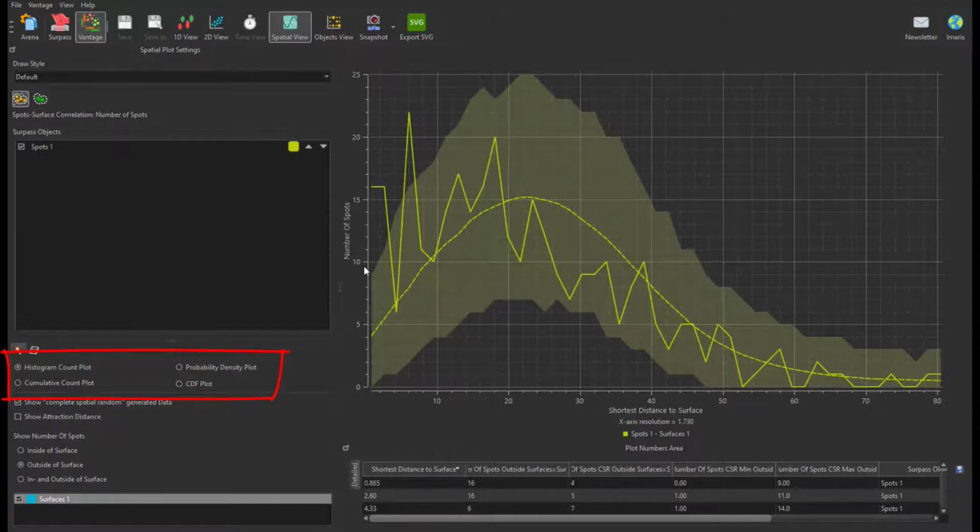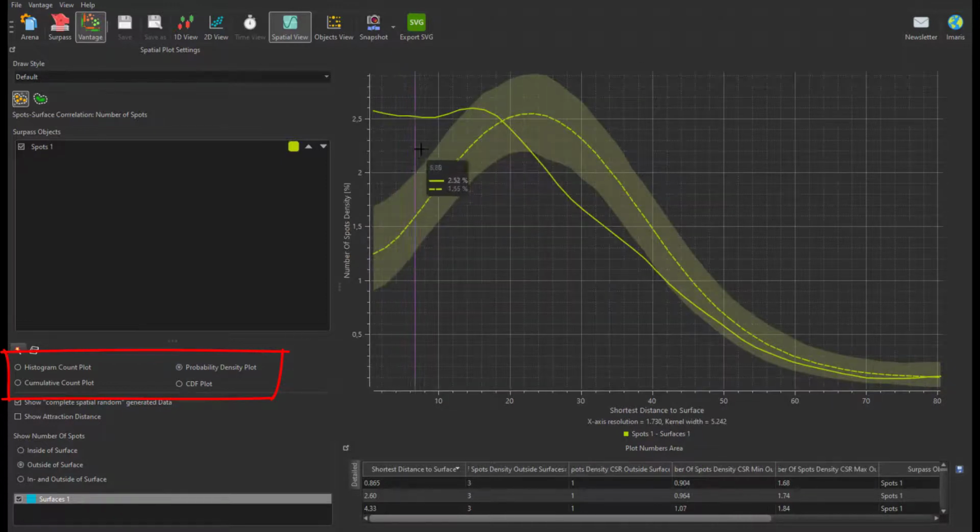In this example, I see that the histogram function is very rough, which in this case is caused by a small number of data points. But we can already observe some trend of accumulation up to around 20 micrometers from the surface. To help statistical inference in the situations where a number of observed and simulated spots is too small to produce a smooth plot, visible ups and downs, we have added the probability density plot and cumulative density plot, CDF, which represent the density of spots at or within a given distance, respectively.